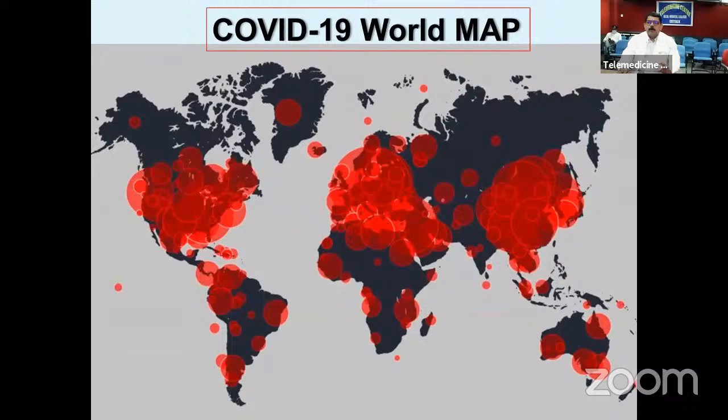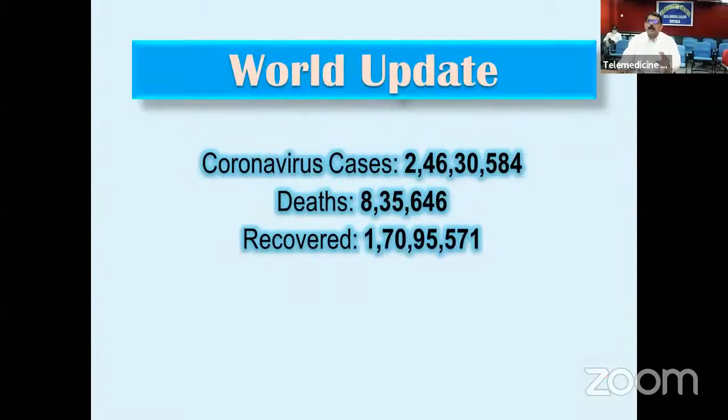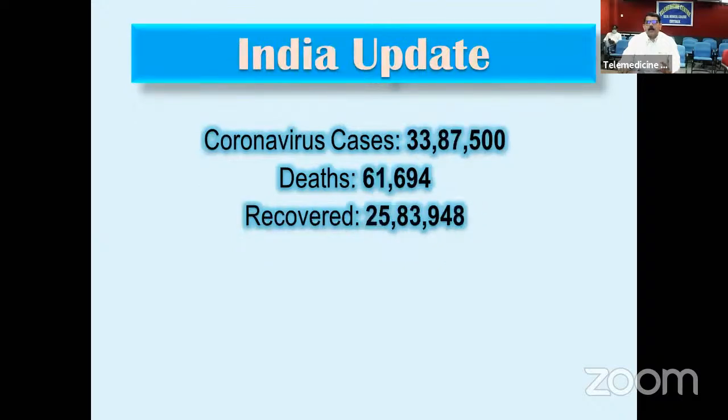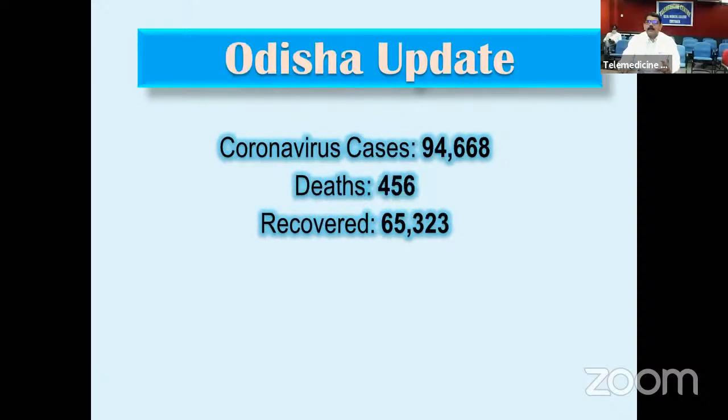Before I go to the topic, I tell you that the whole world is burning, and here are the numbers again. The world number is approaching 2.5 crores, and world deaths are almost 8.5 lakhs. In the country, we are approaching almost 34 lakh patients with around 62,000 deaths. In the state, by the end of August, it may be 1 lakh cases, with deaths that may reach around 500. So this is the casualties, the load.